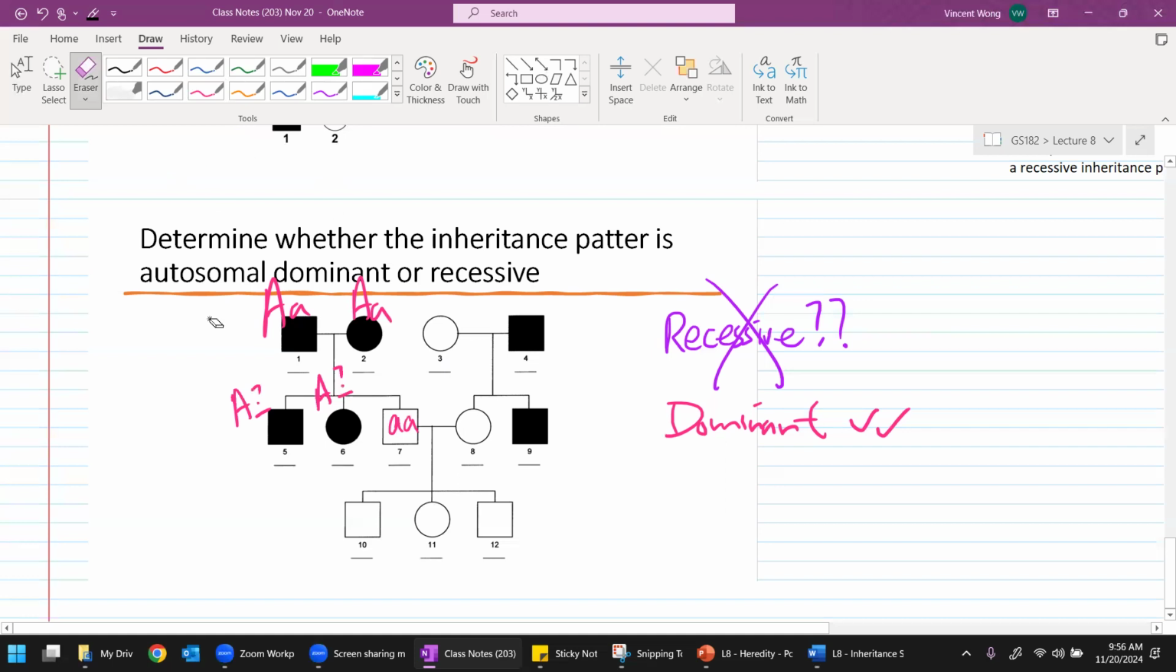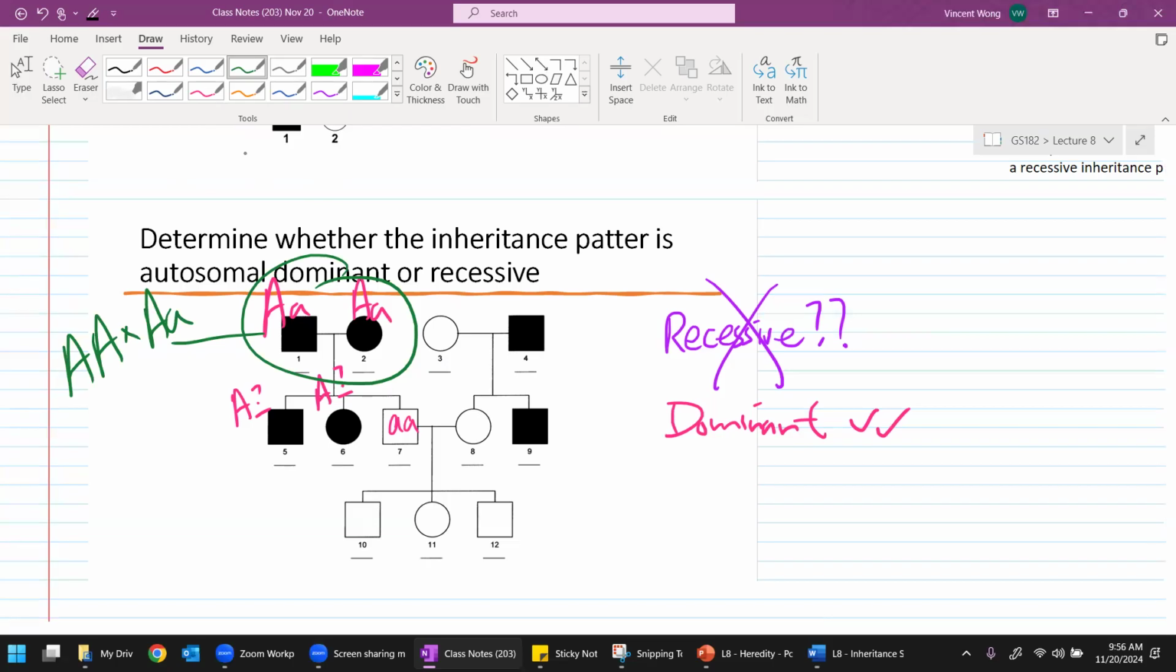She's asking, can these parents be big A, big A and big A, small a? What do you guys think? Yes or no? Based on the pedigree, quickly do the Punnett square and find out.